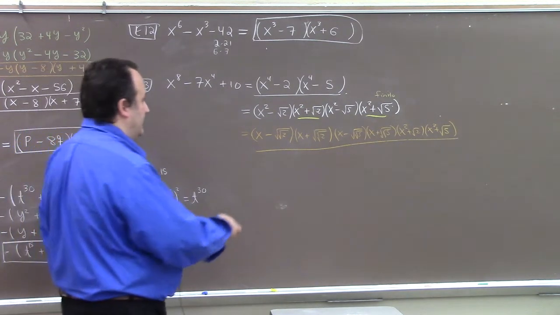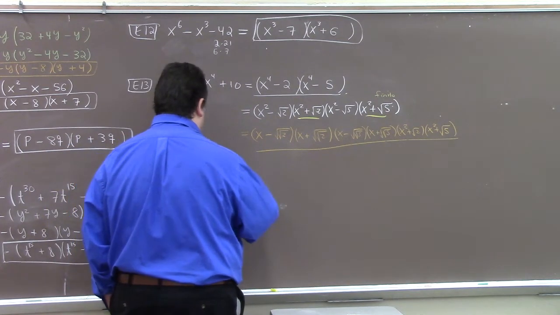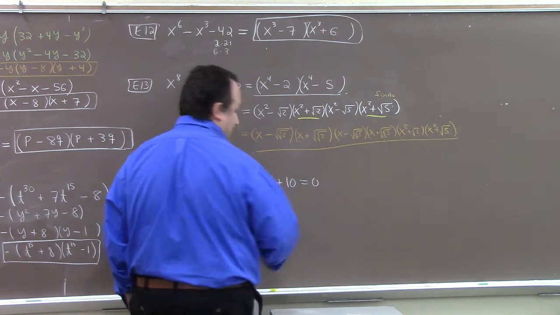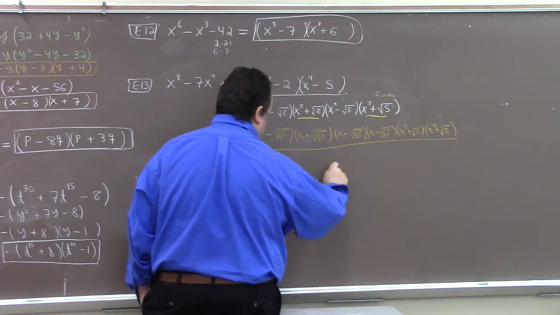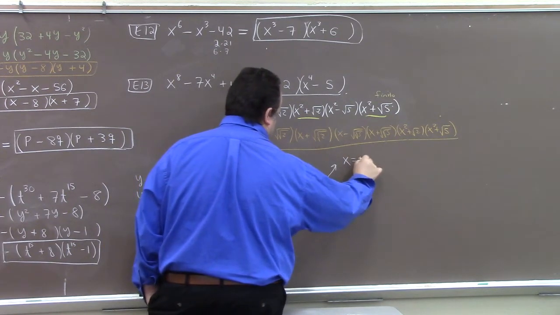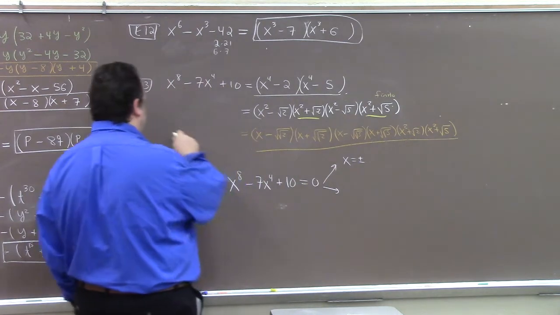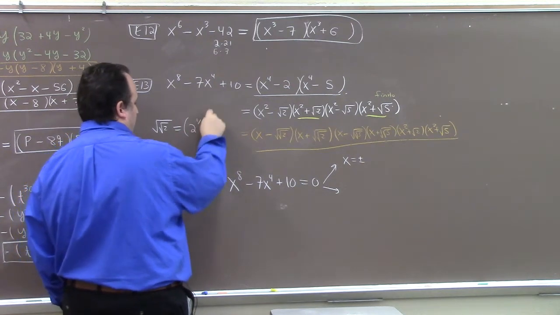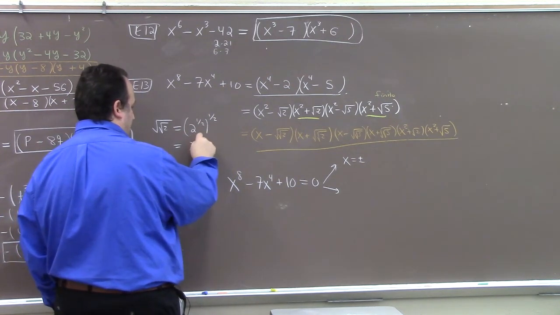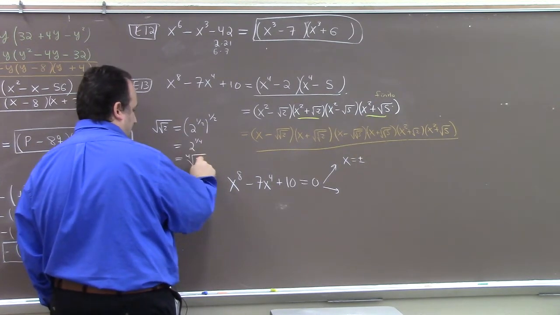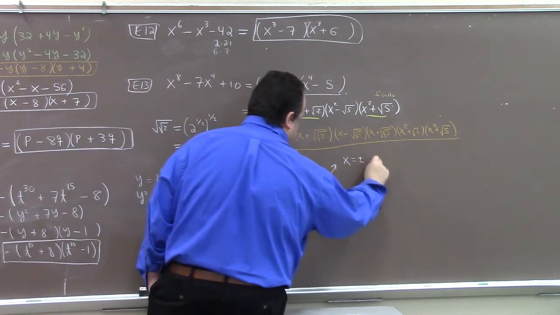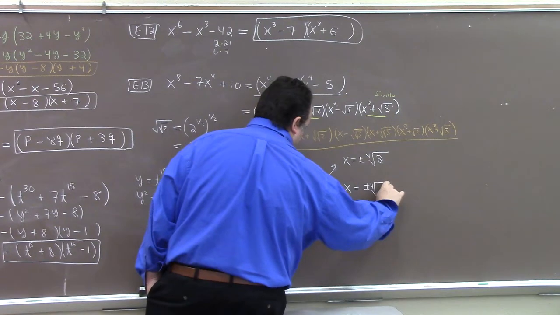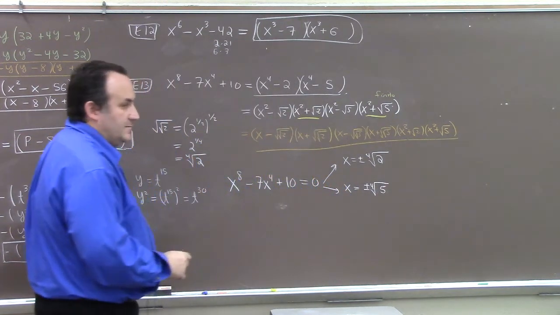For what it's worth, this shows you that if you were solving the equation x to the 8th minus 7x to the 4th plus 10 equals 0, it has 4 solutions. And the 4 solutions are x equals plus or minus the square root of the square root of 2. What is that? That's 2 to the 1/2 to the 1/2. In other words, it's 2 to the 1/4. So you could call this the 4th root of 2. So it's plus or minus the 4th root of 2, or x equals plus or minus the 4th root of 5. Them's your solutions. Real solutions.